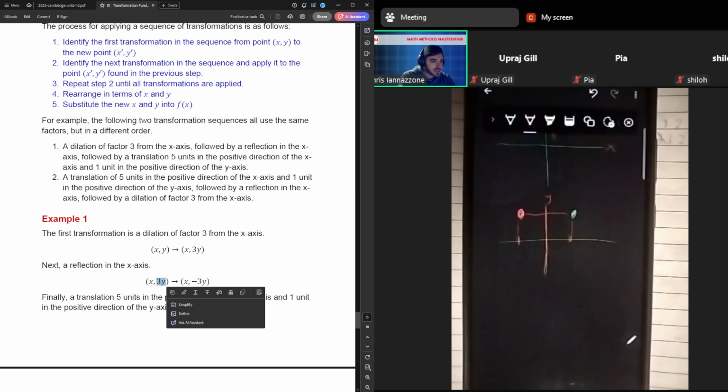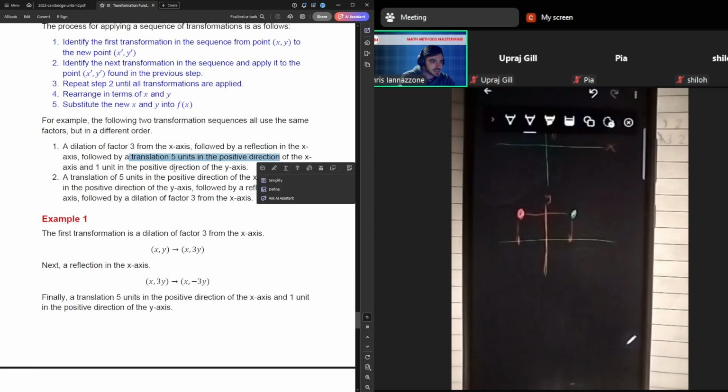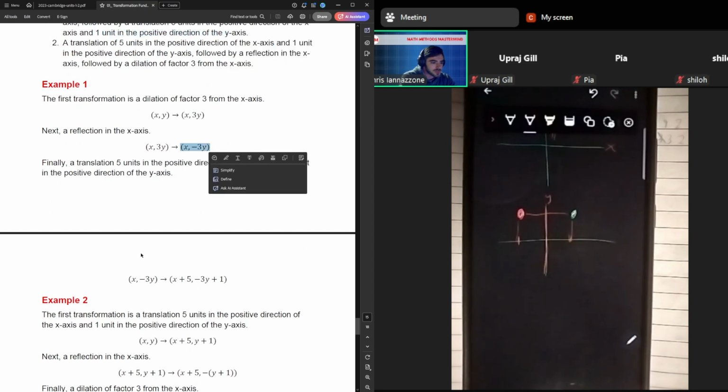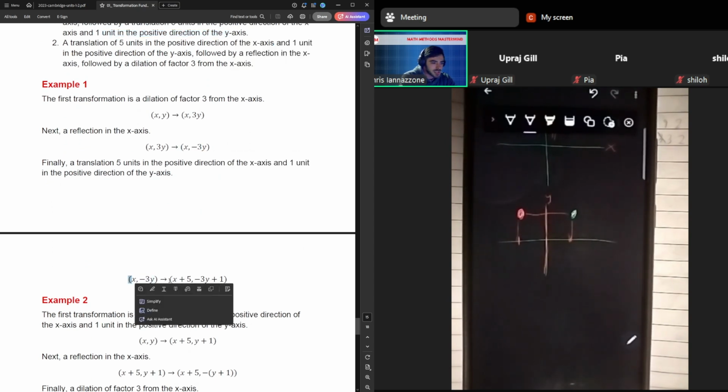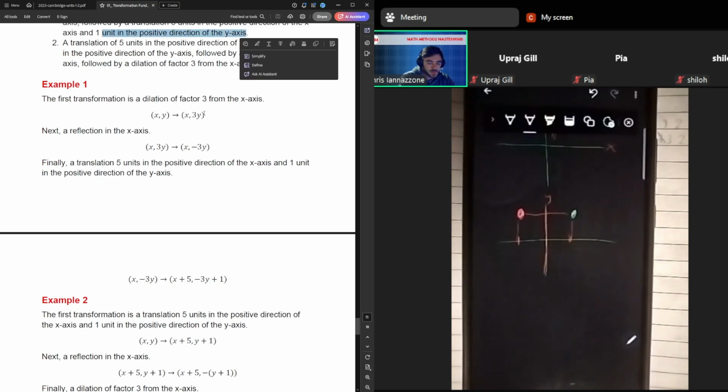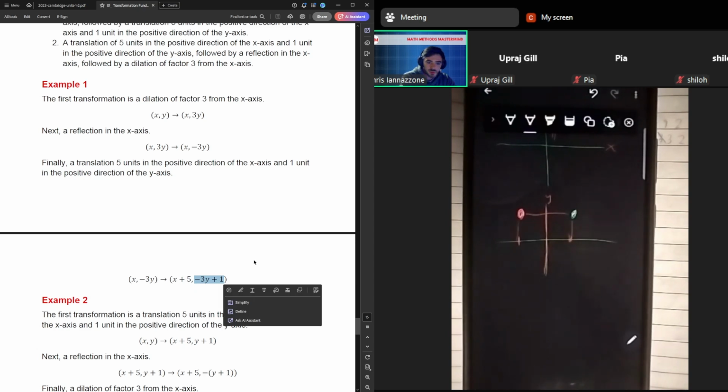And then lastly, we had translation 5 in the positive x, 1 in the positive y. So where we left off was here. The x is going to get x plus 5, and the negative 3y is going to get a 1 added to it because of the 1 in the positive y. And then that's our final transformation right there. This is your x dash, this is your y dash. If you want to apply that to a function, then you've achieved exactly what you want.